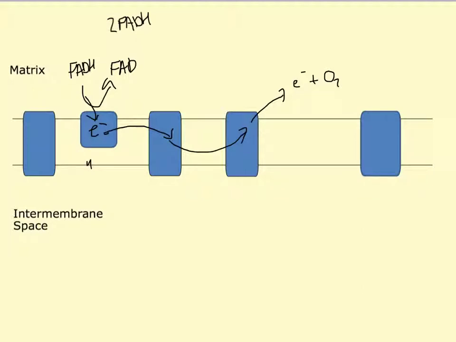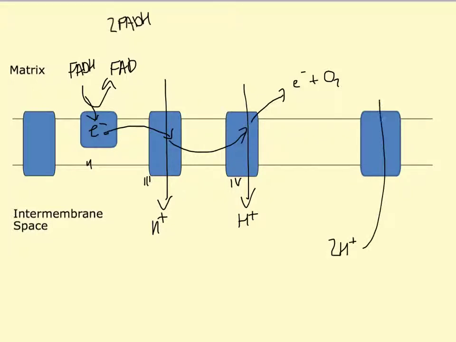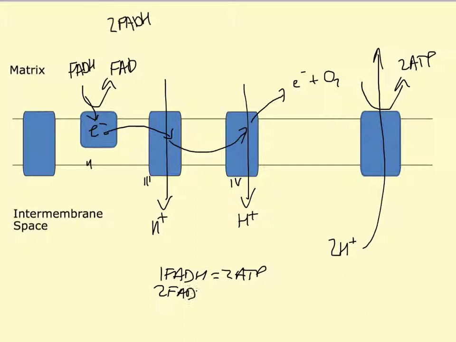If we remember from our previous diagram, only 1, 3, and 4 move hydrogen ions. So here and here we get a hydrogen ion moving in, which means we have 2 hydrogen ions. They will move back through our ATPase to produce 2 ATP, which means that if 1 FADH makes 2 ATP, our 2 FADH will make 4 ATP.